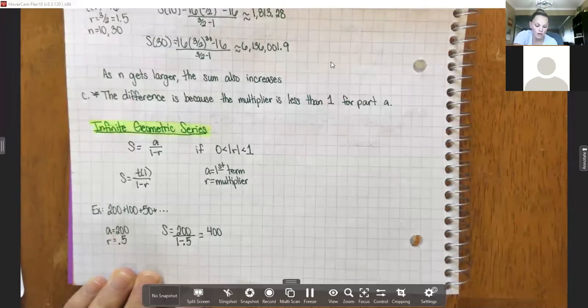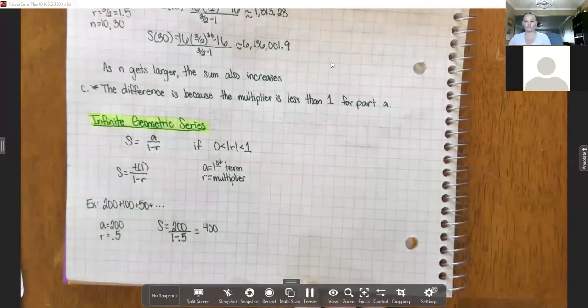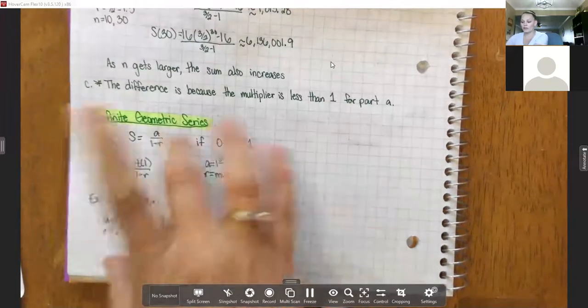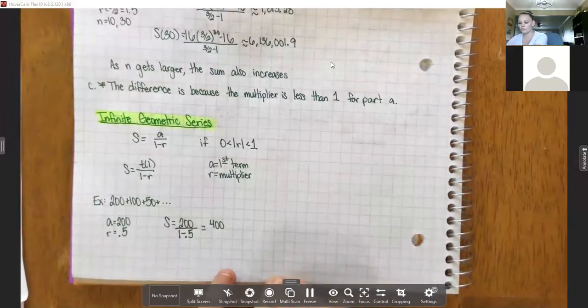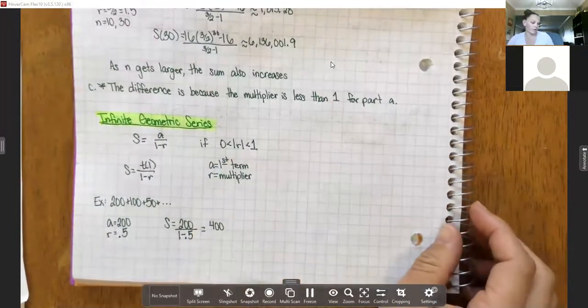All right. Any questions on that before we move on? So again, this only works for an infinite geometric series with the multiplier between 0 and 1. And it can be negative. It'll work for a negative also.